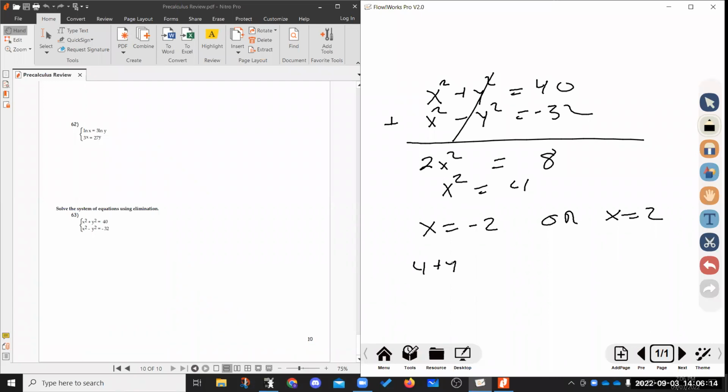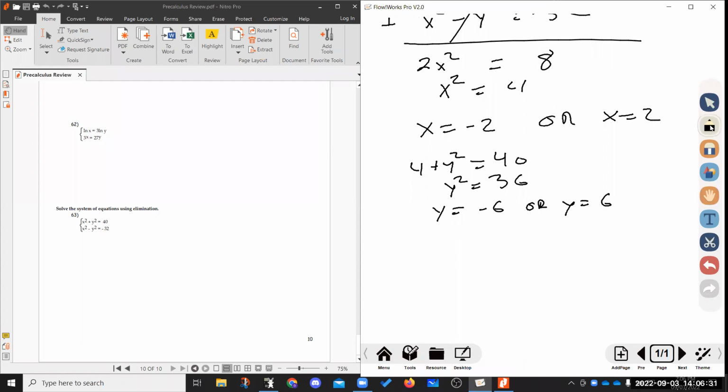I have 4 plus y squared is equal to 40. That's what I'm going to get either way when I square this, because x squared is 4. Y squared is equal to 36. Y equals negative 6 or y equals 6. So I'm going to get the ordered pairs as solutions: negative 2, negative 6; negative 2, 6; 2, negative 6; and 2, 6. These are my ordered pairs that are solutions. 4 plus 36 is 40. 4 minus 36 is negative 32. All of those give me that.